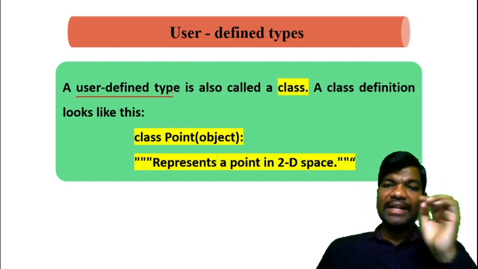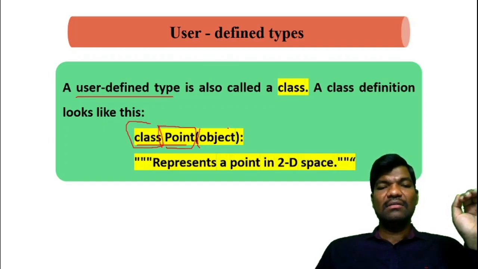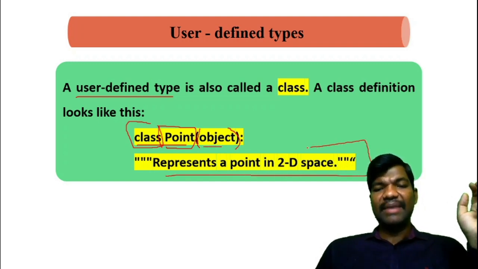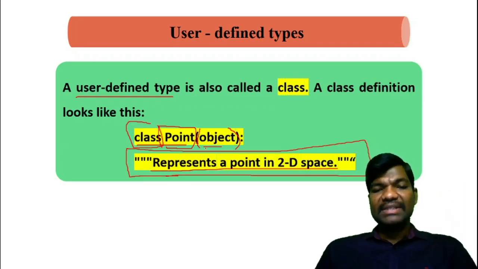First we need to create a class. See here, class Point. What is the class name? Point, of object. In the parentheses we are giving object. What does it represent? A point in 2D space. This is a docstring. It is only for presenting, it is not any code. It just displays that it represents a point in a 2D space.